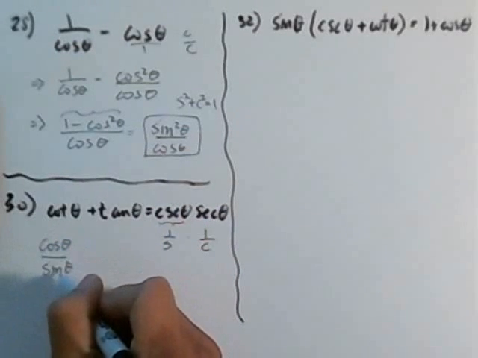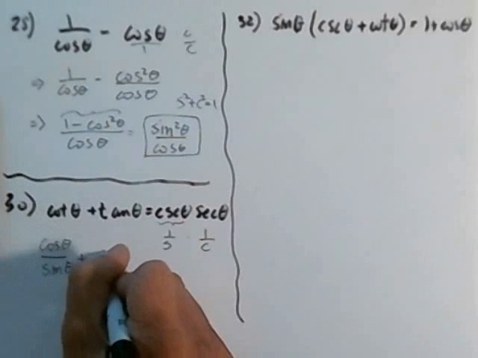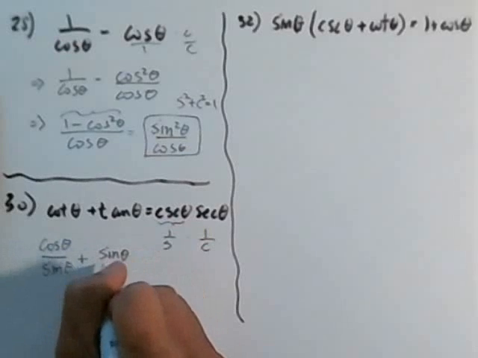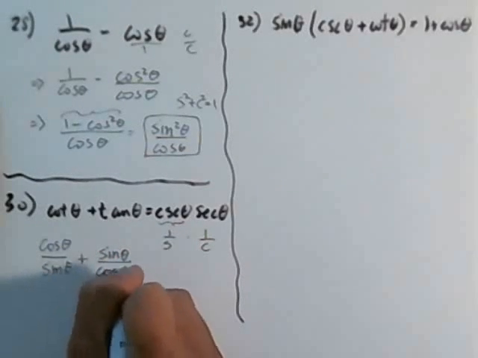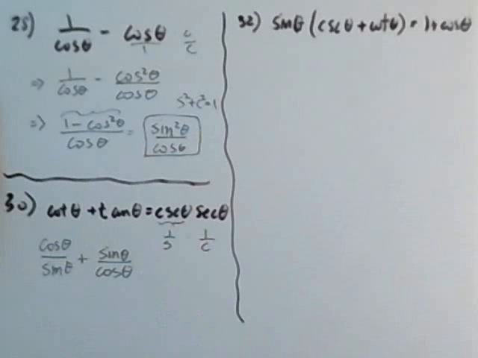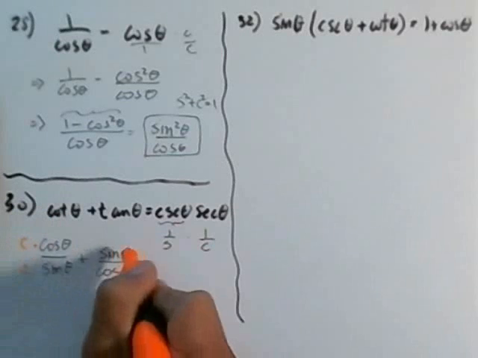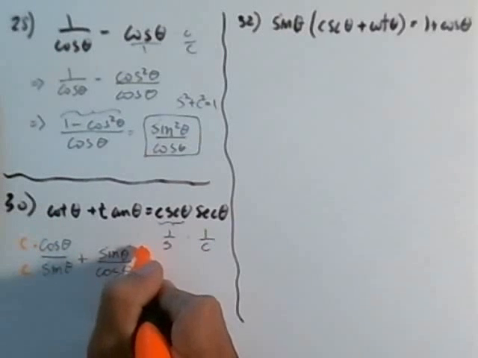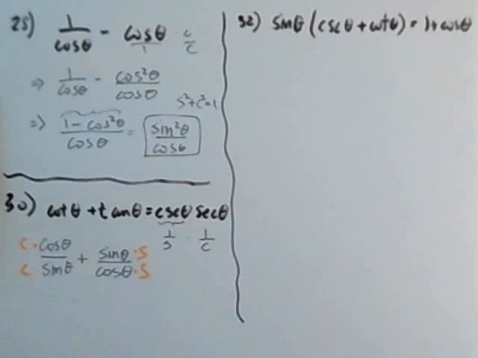So cosine theta over sine theta plus tangent of theta, which is sine of theta over cosine of theta. You should have this by now. These are reciprocal functions of each other. Now we have to have a common denominator. The common denominator is cosine times sine. So I'm going to multiply the first term by cosine over cosine, and the second term by sine over sine, numerator and denominator. And let's see what happens.